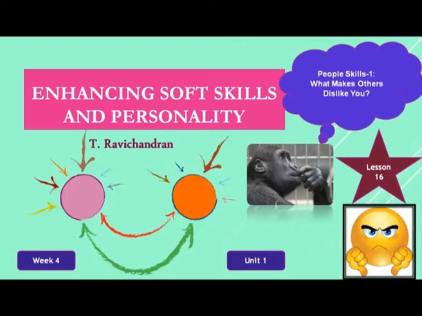This is the first unit for my course on enhancing soft skills and personality, and this is in total lesson number 16. This lesson is titled People Skills, and the first one on people skills. What makes others dislike you? If you remember the introduction to the course, I have been telling that soft skills is nothing but people skills.